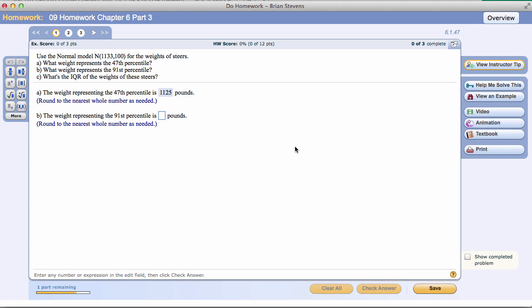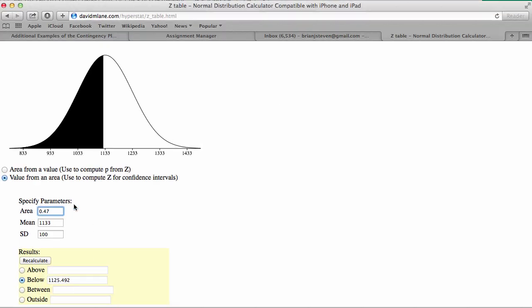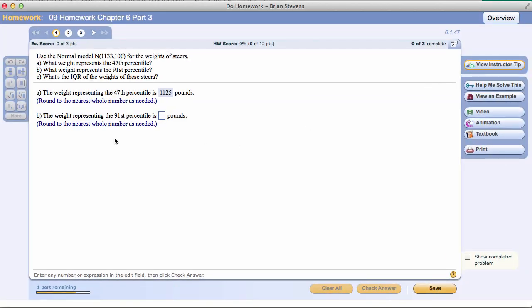The 91st percentile is found the same way over here on the same applet. Change this to 91st, and we have the answer now, 1,267. To change this on your calculator, all you would need to do is use the same function, the inverse norm again, but this time change the area to 0.91, 1,133, 100. If your calculator prompts you with area, mean, and standard deviation, you do not need to enter in the commas. And we get the same answer.